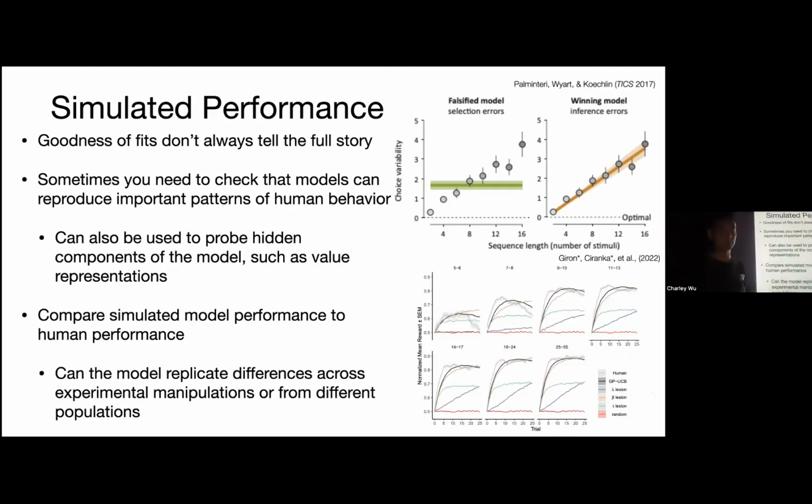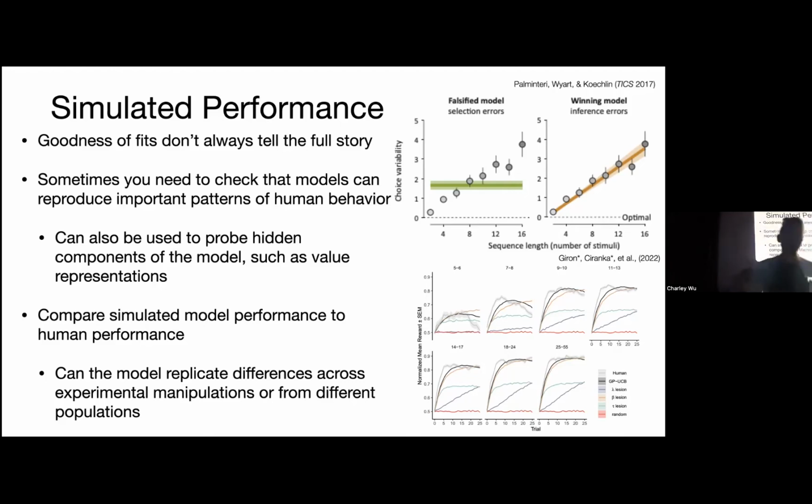And we also want to make sure that the models can simulate performance that matches human performance as well, right? One thing we might also want to do is have the model replicate differences across different experimental manipulations or from different populations. So here's a developmental study where we're capturing behavior in humans from the ages of 5 to 55. Human performance is in these gray lines with the error bars also in gray. And our GP UCB model is also able to capture differences across different age groups, and also able to capture this kind of decaying learning rates for some of these participants as well.